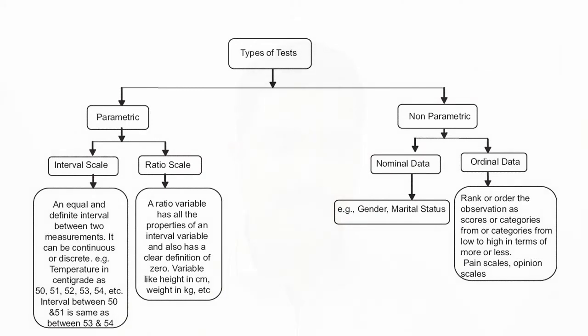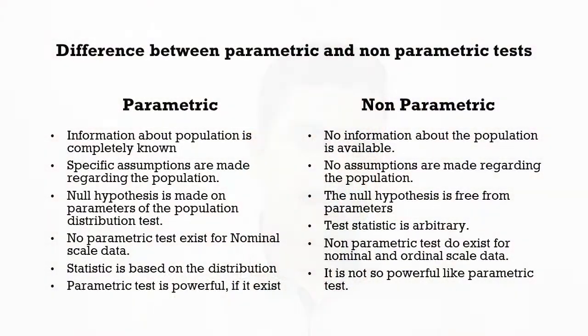On the contrary, if it is a ratio or an interval scale, you use parametric test. Now what is the basic difference between parametric and non-parametric test? I had already explained the prima facie thing to check is if the information about the population is completely known. If the information is completely known, it is parametric.